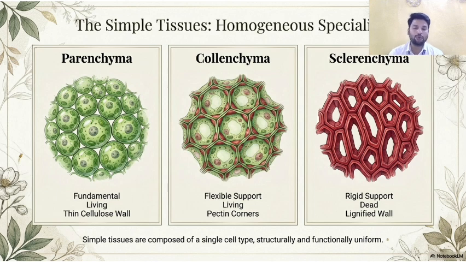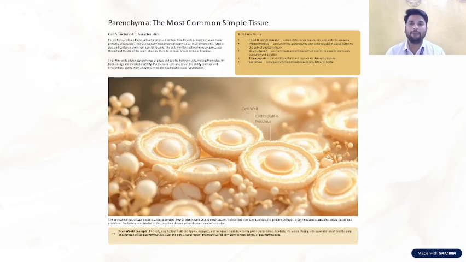Simple tissues are composed of a single type of cell, structurally and functionally uniform in nature. That's why they are known as simple tissues. First one is parenchyma, the most common simple tissue. The cell structure and characteristics.